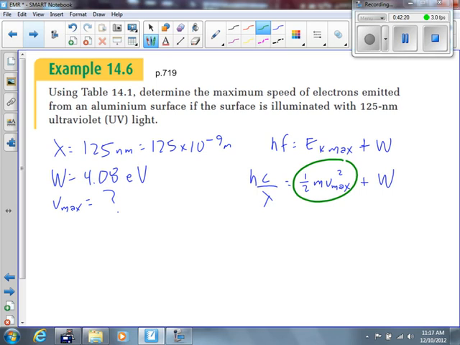Let's convert this 4.08 electron volts to joules. 1 electron volt over 1.6 times 10 to the minus 19 equals 4.08 over x. What does it end up being? Going to be somewhere around, okay, 6.528.